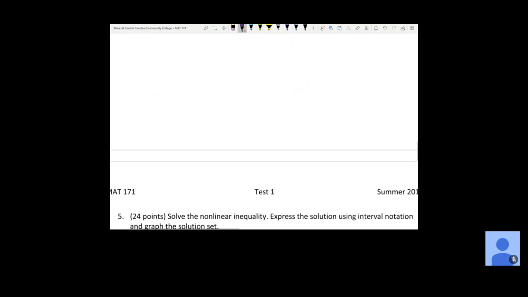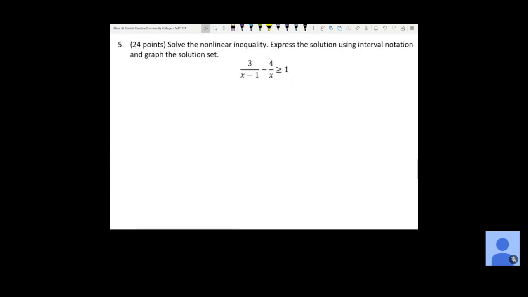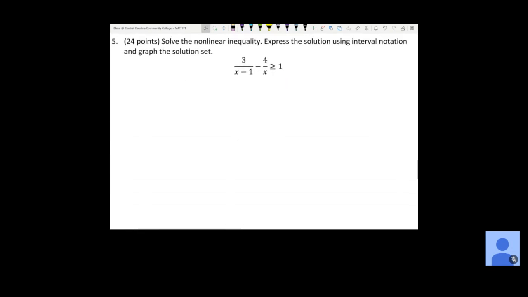All right, number 5. So this is the big problem here. We want to solve the nonlinear inequality and express the solution in interval notation. It says to graph the solution set, which we're going to use a number line to figure out our solutions anyway, so we'll have that graph. All right, so if we want to solve this inequality here, what's the first thing we're going to want to do?